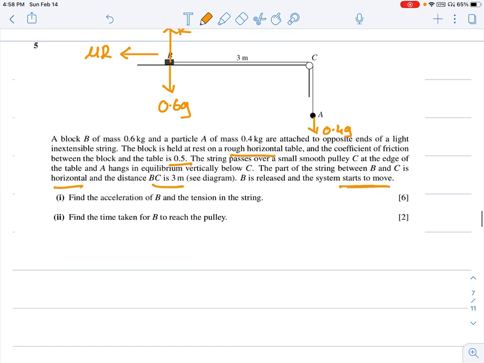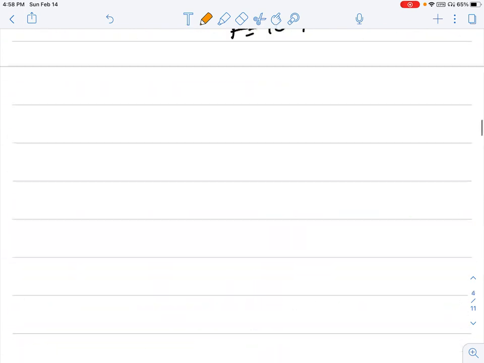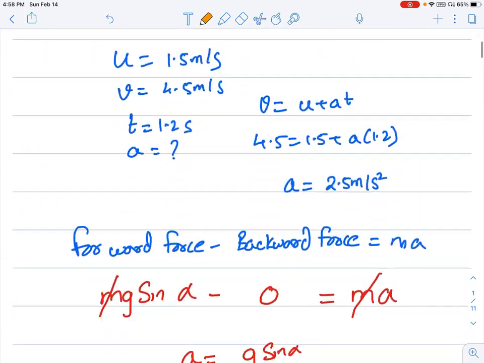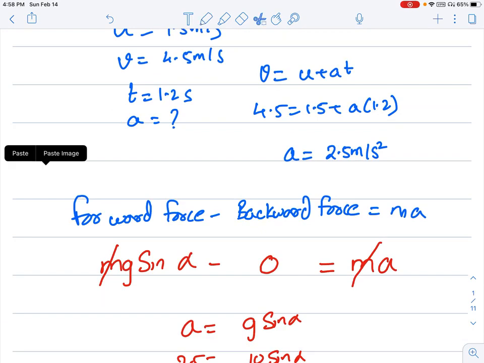Find the acceleration. So if we remember, we take the formula. What was that formula we used in one of the questions? This formula we use: forward force minus backward force is equal to ma.